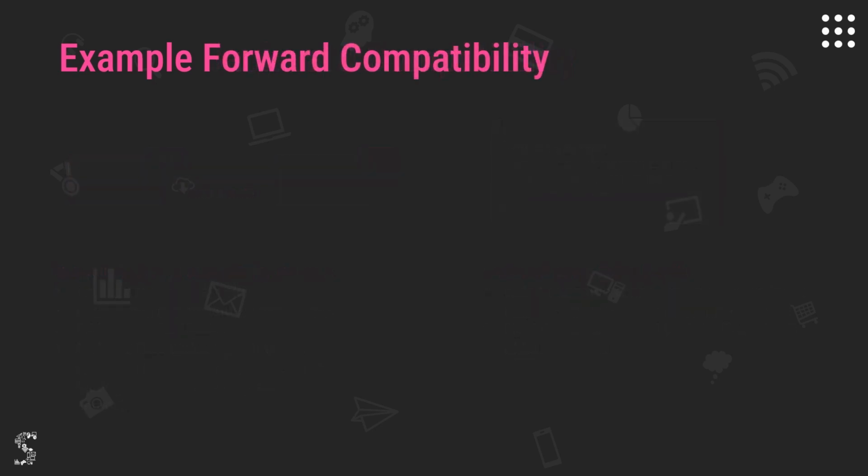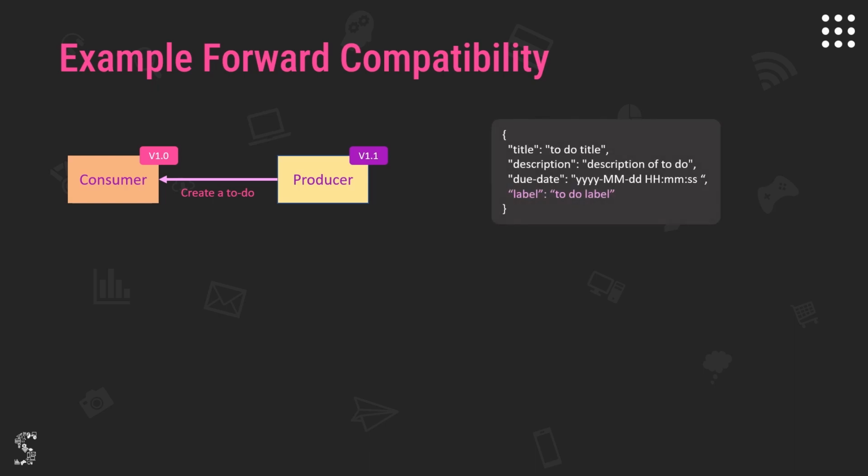Now let's take a look at an example for forward compatibility. Let's say the producers have upgraded themselves to version 1.1, but we need to downgrade the consumer to the previous version 1.0. So the producers send a payload of a to-do request with a new label. If the consumer is still able to recognize the payload, the contract, and creates the to-do, even though there is an unknown label that the consumer of version 1.0 doesn't recognize, then this consumer has forward compatibility features.